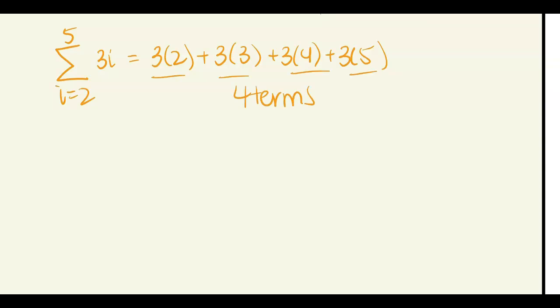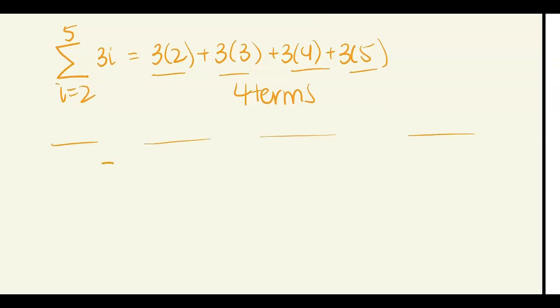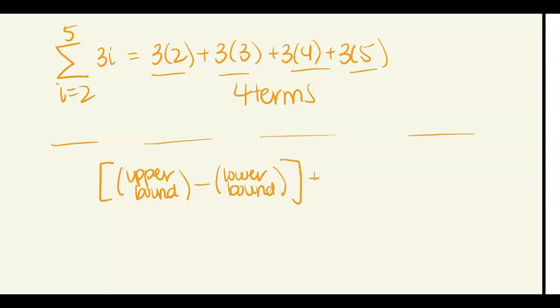Let's say this number at the very top was like 100 instead of 5. I wouldn't expect you to write out 100 terms. It wouldn't make sense. So instead of doing that, you can use this formula. This formula is the upper bound minus your lower bound. After you subtract both of those, just add 1.